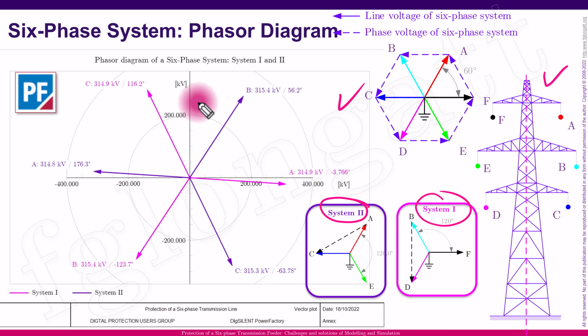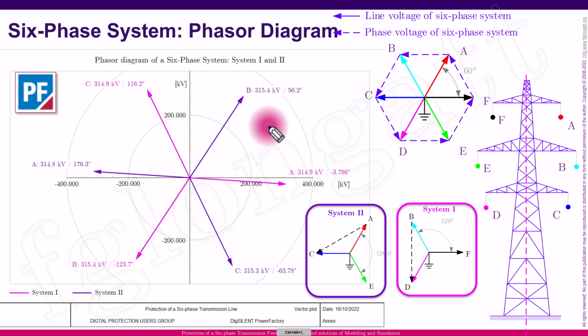Here there is a simulation using DIgSILENT PowerFactory, and you can see the six phasors where the phase angle between them is clearly 60 degrees.